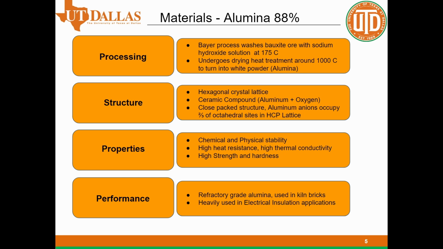Here, we begin summarizing the mechanical relationships for our materials, beginning with 88% alumina. For processing, alumina undergoes a Bayer process, which includes a solution wash and heat treatment. This results in a hexagonal crystal lattice structure that gives alumina chemical and physical stability with nice strength and hardness ratings. Alumina is favored for applications such as kiln brick construction and electrical insulation.